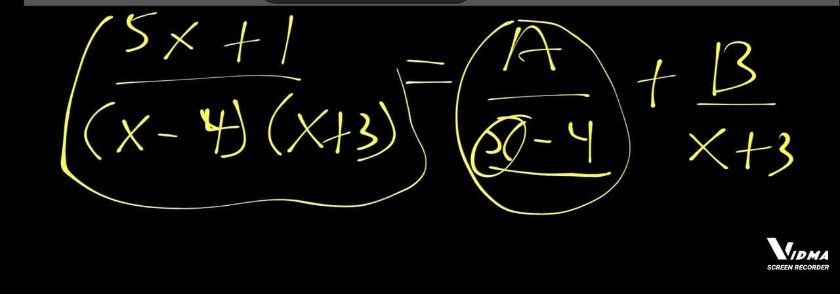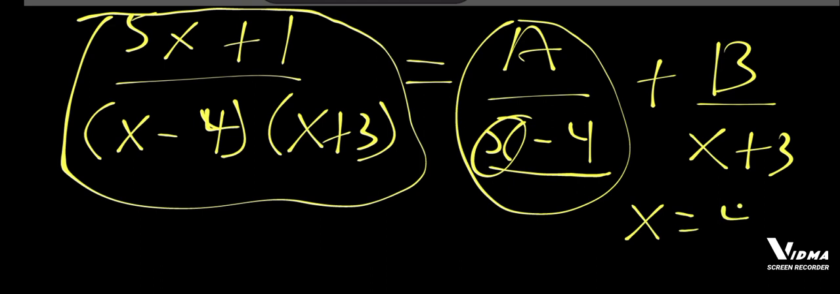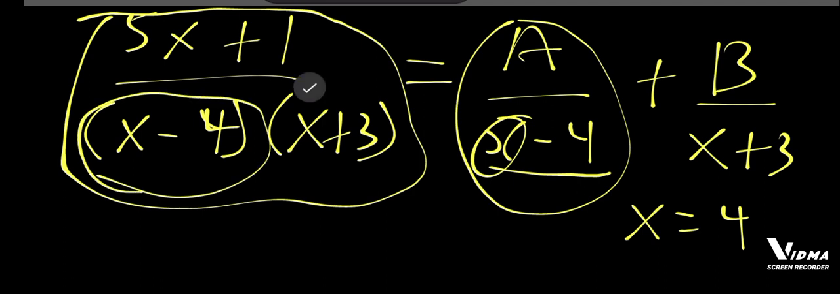Okay. So in doing that, I'm just going to enter this side into my calculator. If you have your calculator, you just enter (5x + 1) over (x minus 4)(x plus 3). And since we are trying to insert x equal to 4 into this function, this side will go to 0. So the best thing we are going to do is to clean this side.